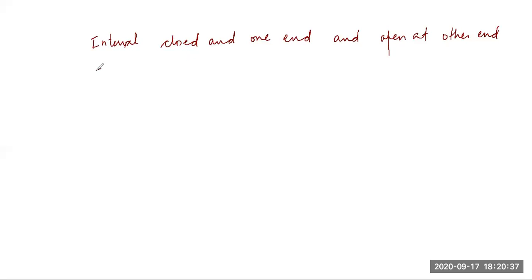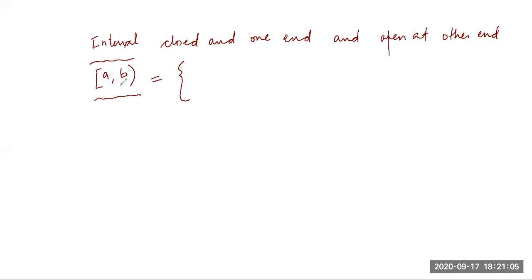Now let me talk about this one. This says closed A, B open. Am I right? So can anyone express this in set builder form? First, can anyone tell the meaning of this? Set of all numbers in between A and B. Yes, tell me, Amitoj Singh.